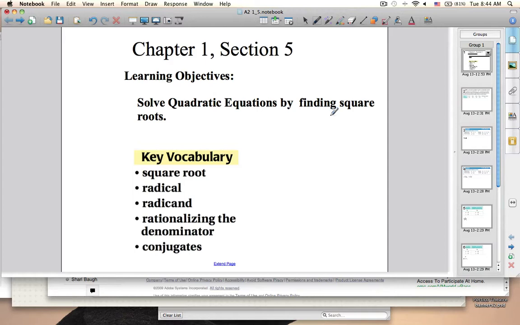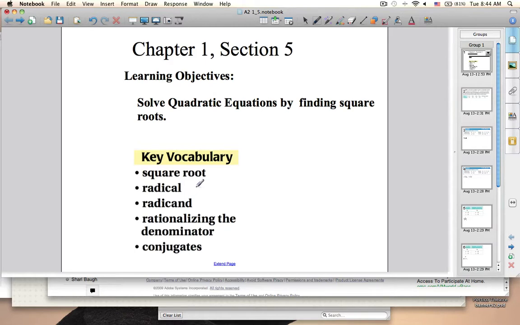equally it's important as we move forward and start learning to complete the square, that will complete a square of a binomial on one side of the equation, and then we can take the square root of either side. So key vocabulary that we have here are square root, which you should already be familiar with.